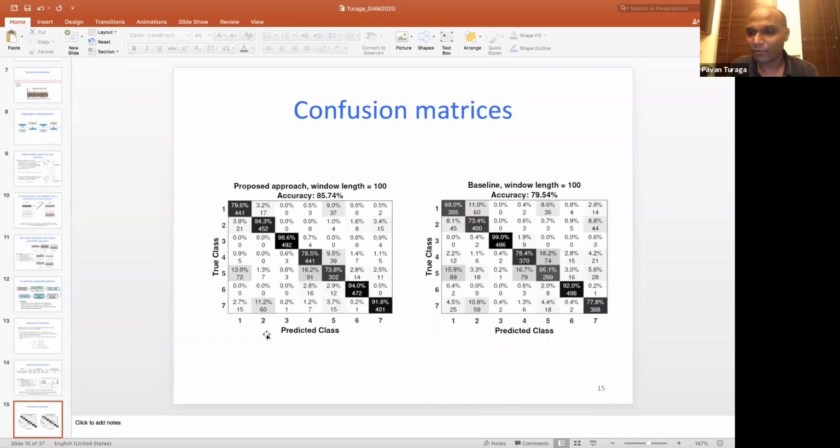Here are some confusion matrices for the same phenomena, and we can see that this is the baseline approach where there is no pre-alignment. The classification accuracies for classes 1, 2, and 7 are relatively low, and they jump up. 77 becomes 91, 73 becomes 84, 69 becomes 79, and that helps bump up performance. And generally, everything improves a little bit.